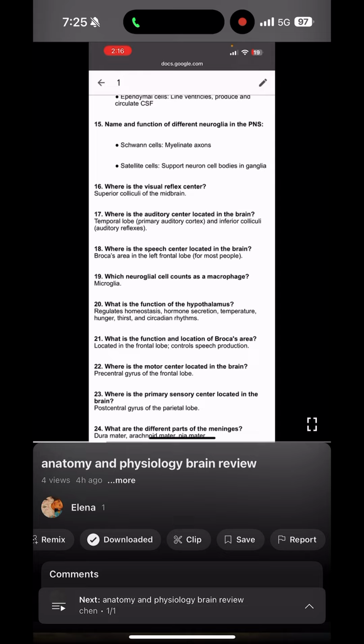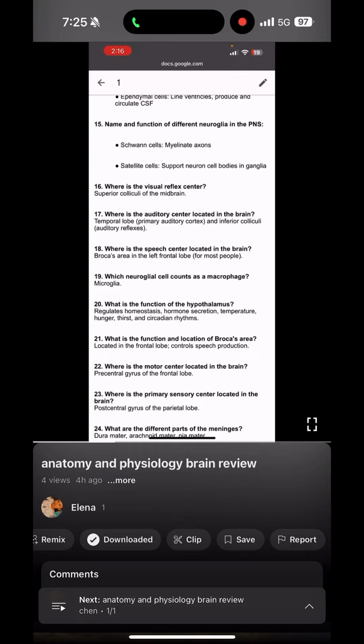Name and function of different neuroglia in the PNS. Schwann cells are to myelinate axons, and satellite cells are to support neuron cell bodies in the ganglia. Where is the visual reflex center? Superior colliculi of the midbrain.